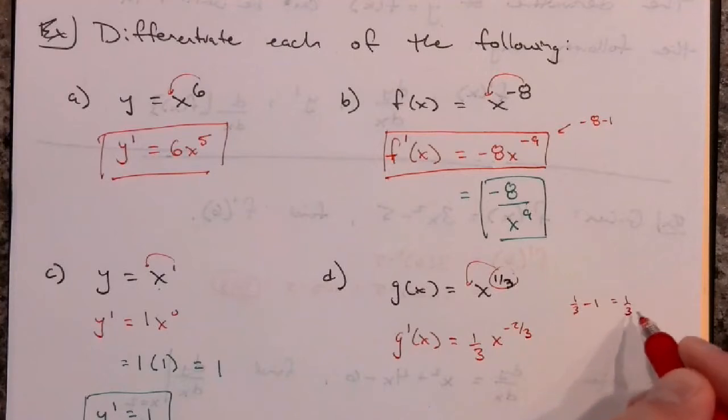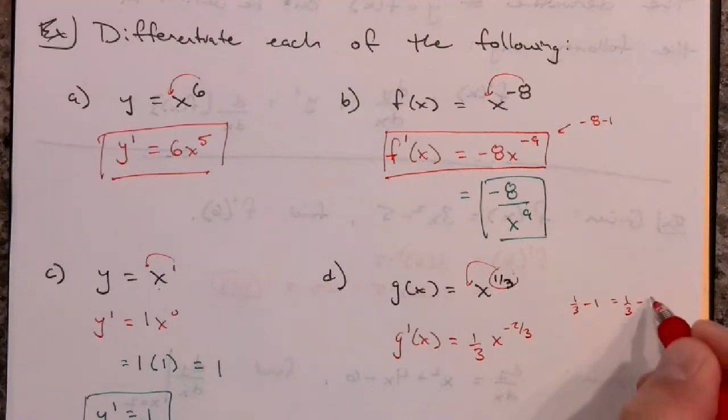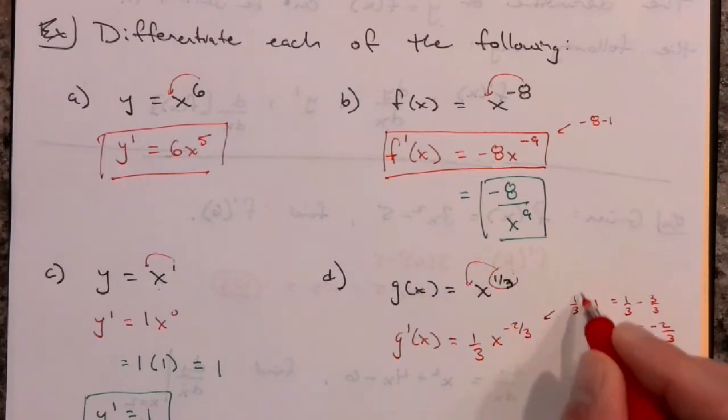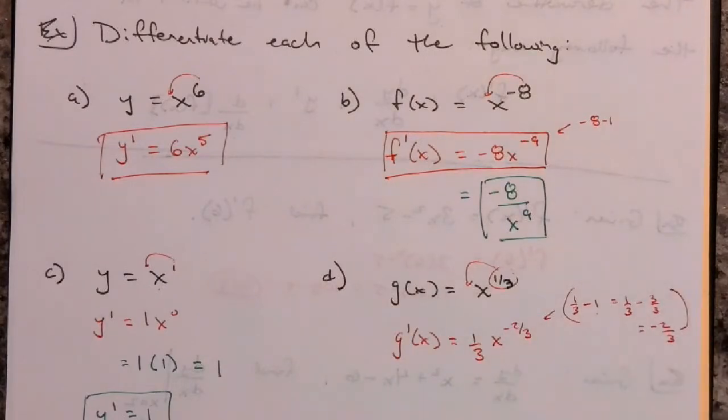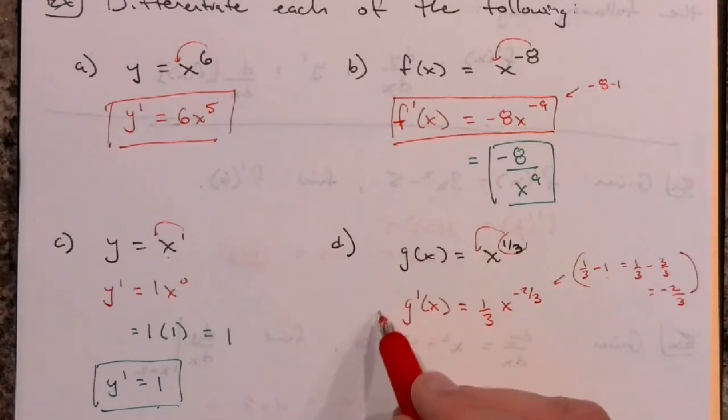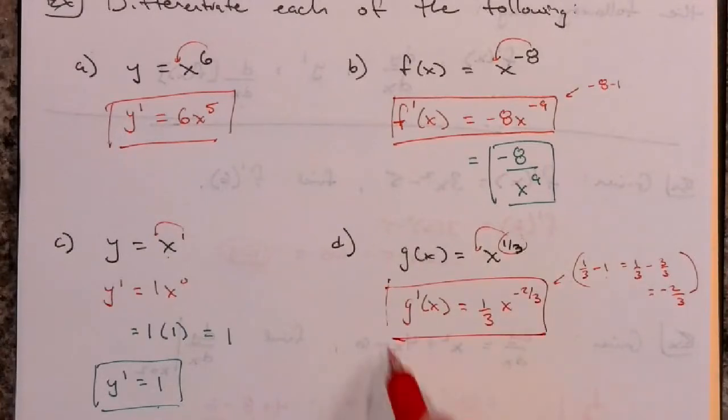You would need a common denominator. 1/3 minus 1 is the same as 1/3 minus 3/3. Remember how you can rewrite that over 3. 1 minus 3 gives you negative 2 over 3. That's how we're getting that power. This is just a little aside in case you forgot. Once you have this, if I don't ask you to simplify, you could leave it like that.